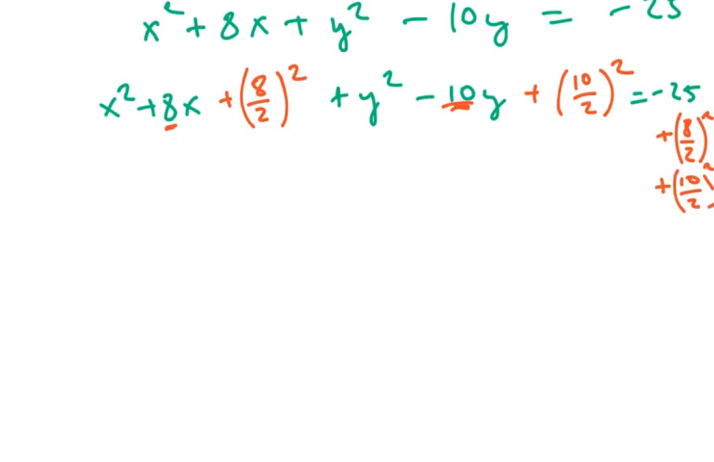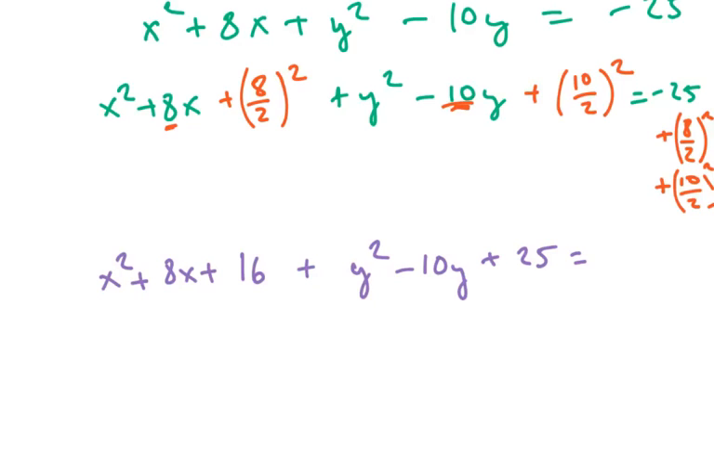So, like so. And what does this give me? This gives me x squared plus 8x plus 8 divided by 2 is 4, 4 squared is 16, plus y squared minus 10y plus 10 divided by 2 is 5, 5 squared is 25, equals negative 25 plus 16 plus 25.